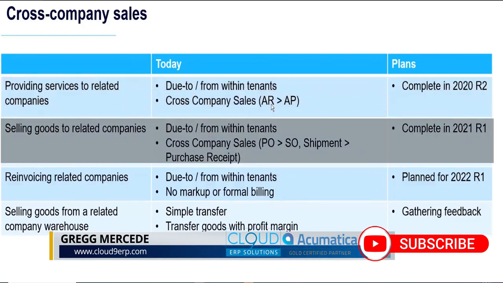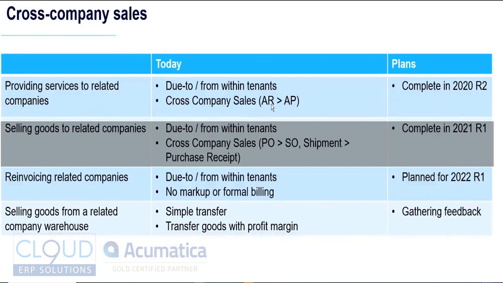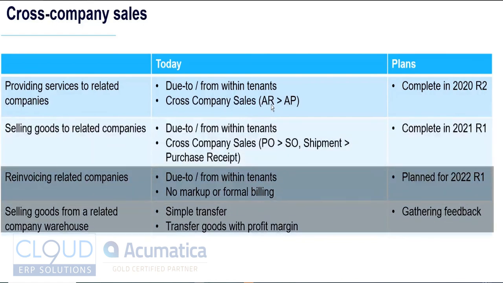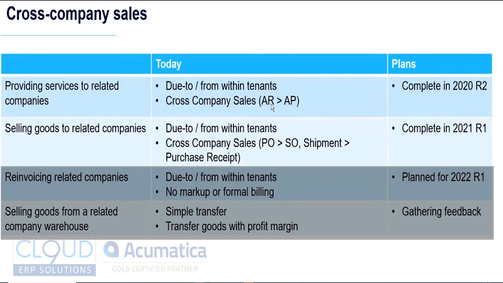In 2021 R1, you now can sell goods through the distribution module in Acumatica and have it create the contra invoices. So for example, let's say we create a purchase order to a vendor and that vendor is linked to one of our sister companies. We have the ability to create the sales order on the other company. And then once those goods are received, we can also create the shipments. And again, we have a video for that. Please look out for that video. And you could see here, reinvoicing and selling goods from a related warehouse. These are planned features for Acumatica.